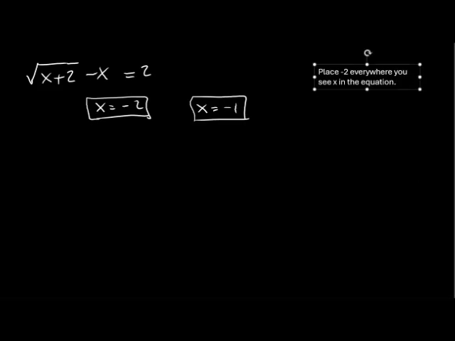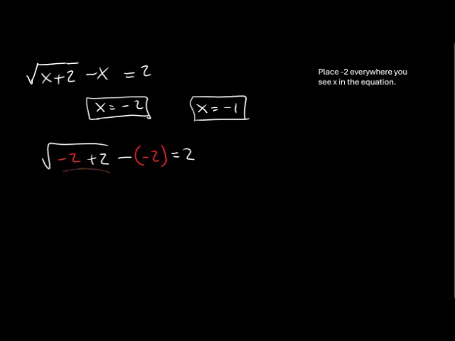If we do this, we will have the square root of negative 2 plus 2. Then we will subtract negative 2 because we have minus x. And we'll say this equals 2. If we simplify the square root, negative 2 plus 2 gives 0, and the square root of 0 is still 0. A negative of a negative 2 will give us positive 2, and we'll say that this equals 2. On the left, we have just 2, and on the right, we have just 2, which means this is a true statement, and therefore x equals negative 2 is a true solution.